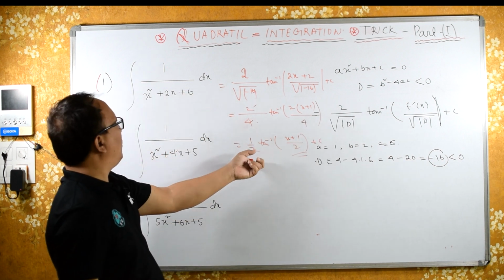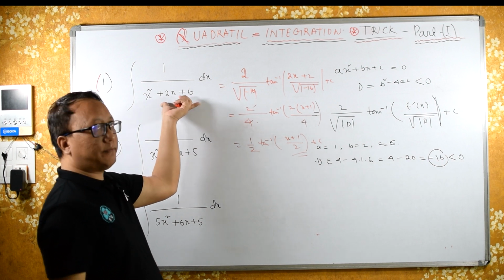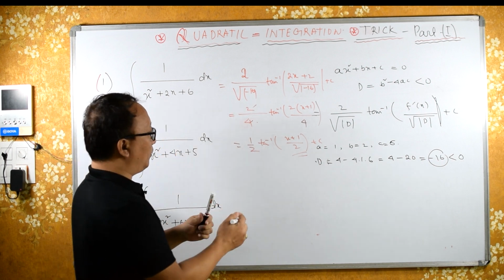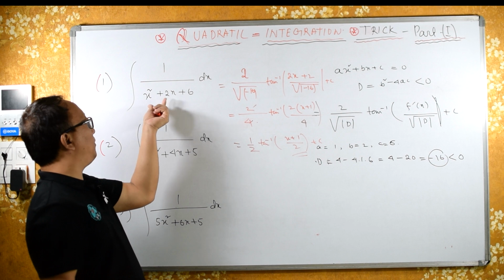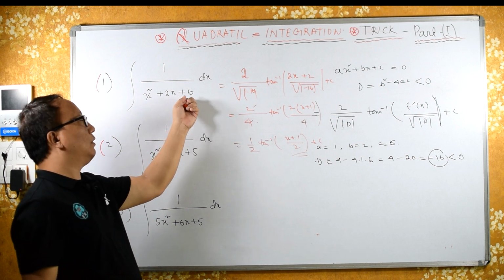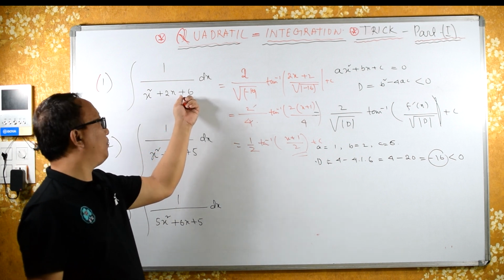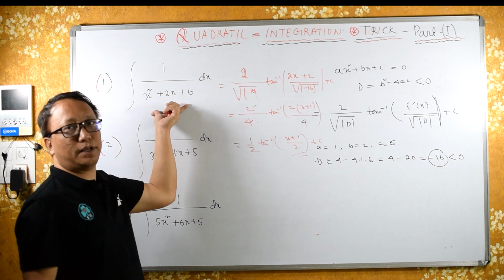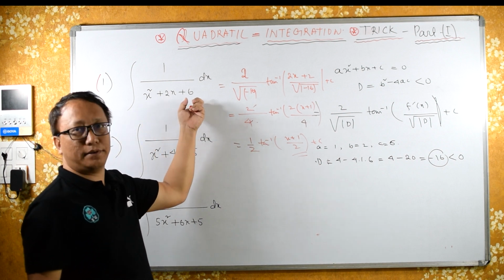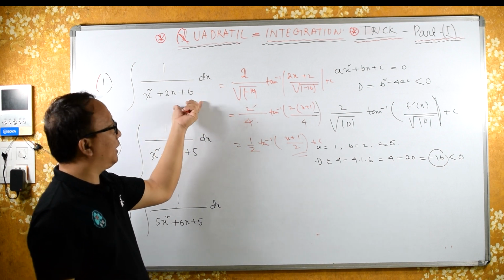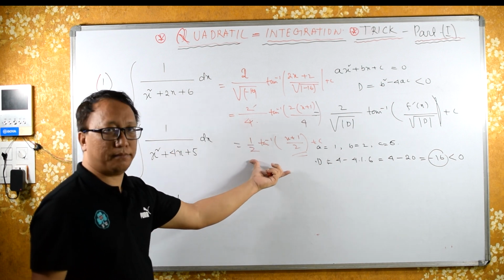Otherwise, what you used to do is make a perfect square: x square plus 2x plus 1, and then plus 5, so x plus 1 the whole square, and 5 is square root of 5 the whole square. You can apply that formula also, and the same answer will come.